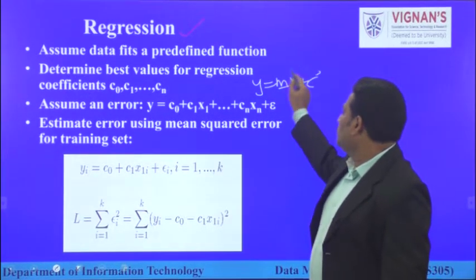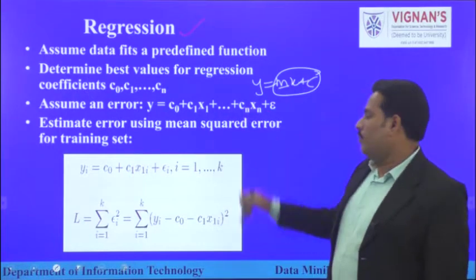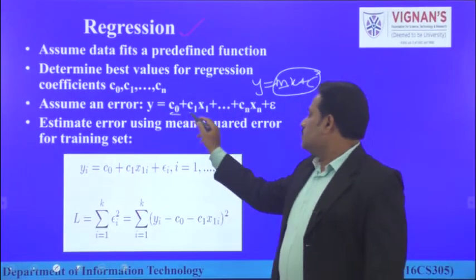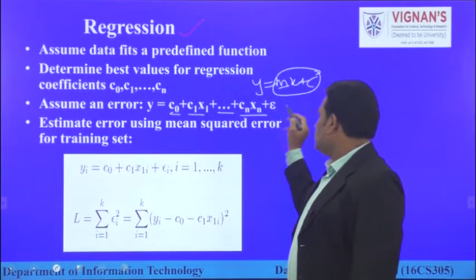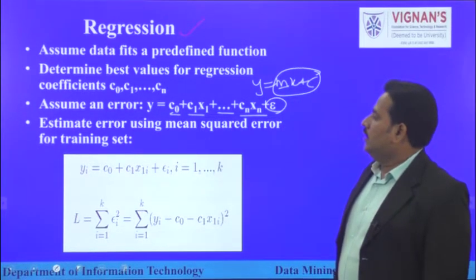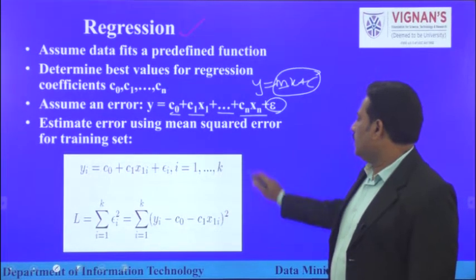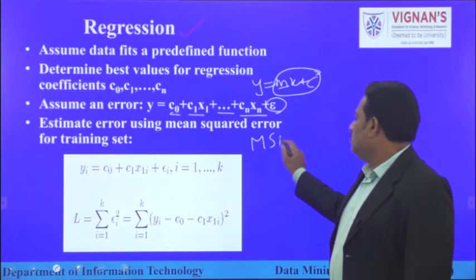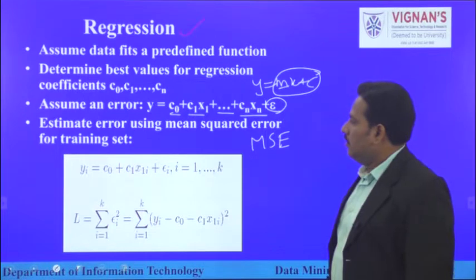We repeat this process for more points: C0, C1 x1, C2 x2, Cn xn, and so on, plus the error term. Here, epsilon. We estimate the error using mean squared error, that is MSE. We are using MSE. Look here.